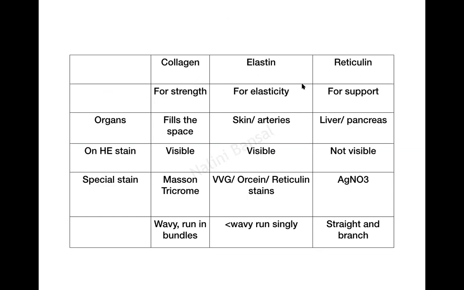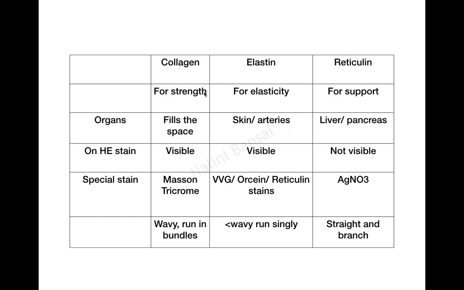So the commonest of all these are the collagen fibers, especially the type 1 collagen, which fills the entire space of the connective tissue. And then the elastin fibers are required in the tissues which require elasticity for their function. So the elastin fibers are there in the skin, they're present in the arteries. And the reticulin fibers, they're not normally seen. These are the thinnest of all these fibers, and they provide the support to the cellular framework.